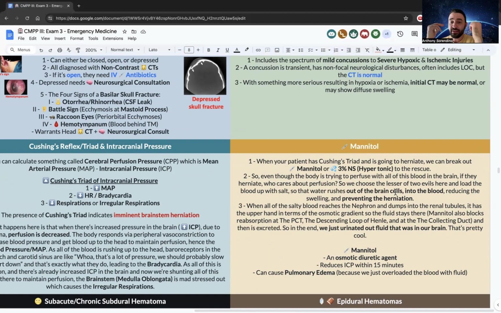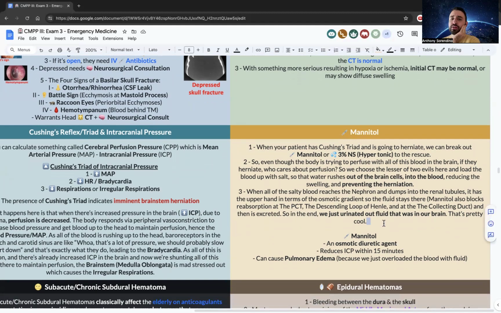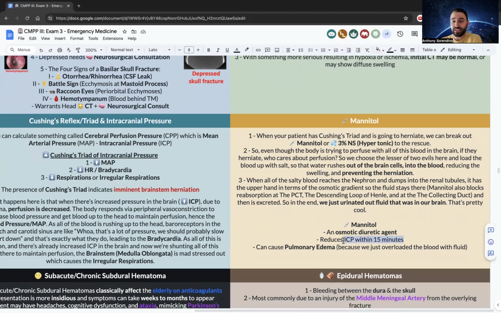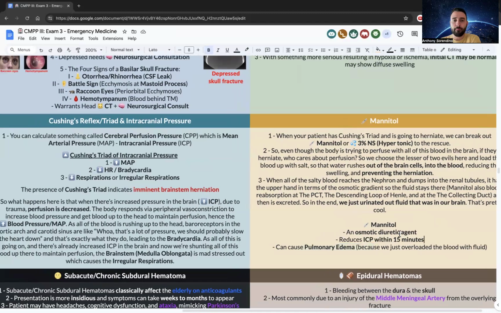Then it's going to go down to the kidney. It's going to go through the glomerulus. It's so salty that the gradient is favoring the collecting duct, the tubules at that point, and you're just going to diurese it out. So it's a diuretic, but I think the way it works is pretty cool. And you're literally urinating out fluid that was in your brain. So there you go. And it can reduce intracranial pressure. It only takes 15 minutes to work. I thought that was pretty cool. One of the downsides, though, since you're flooding their bloodstream with fluid, is pulmonary edema. So your heart could get a little bit overworked and you could have a buildup in your lungs.